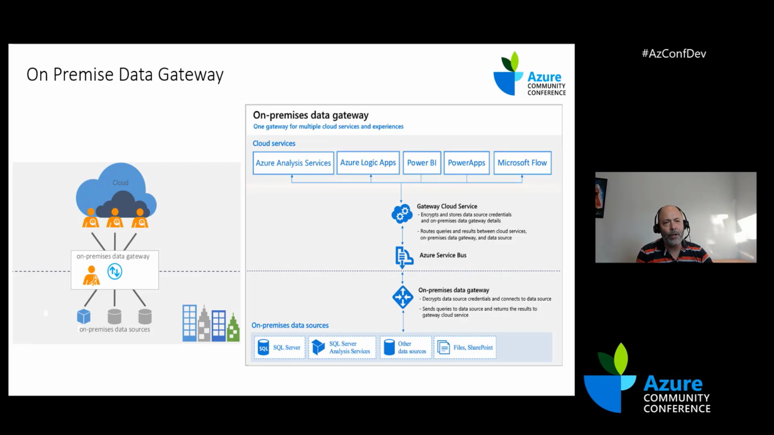The on-premises data gateway is not only for Azure Analysis Services, it also provides this bridge or gateway for other Azure components like Logic Apps, Power BI, Power Apps, and Flow. And you see, you can access any kind of source that you have on-premises: SQL Server, Analysis Services, another data source like, for example, anything ODBC related, and also files, CSV files, or SharePoint.